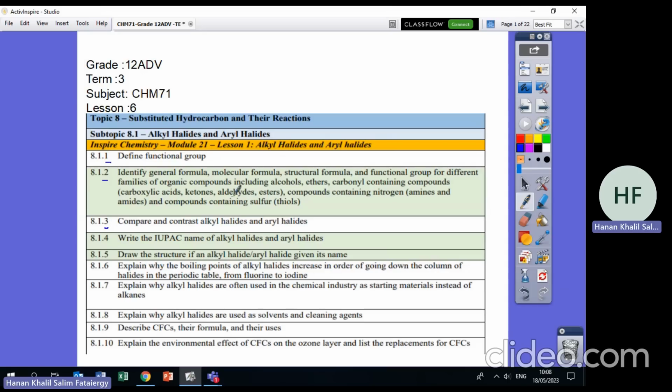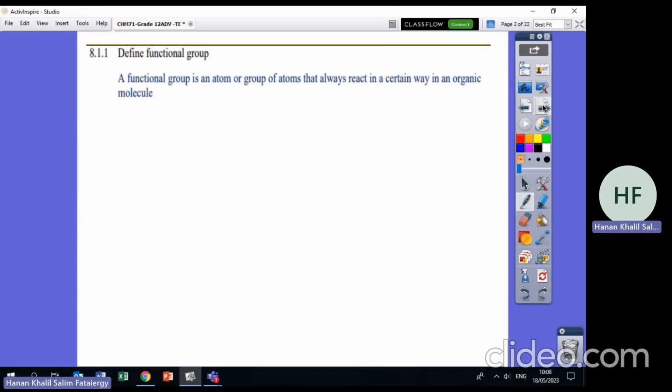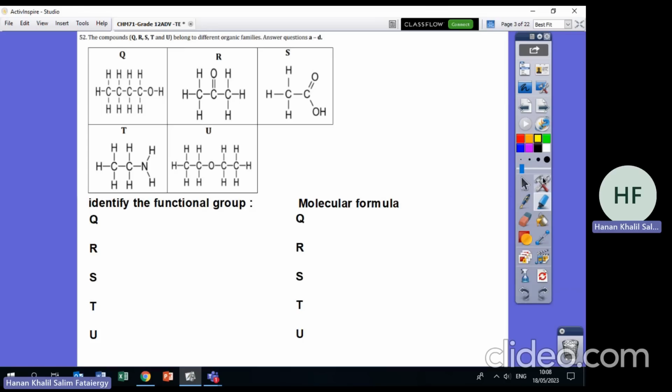Starting from objective number 3, we will start with the main topic, which is alkyl halides and aryl halides. I will not be talking about alkyl halides and aryl halides till I finish KPI number 1 and KPI number 2. Before I start explaining them, I want you to look at these 5 compounds and decide, can we say that these are hydrocarbons? From the definition, hydrocarbons are compounds made of hydrogen and carbon only.